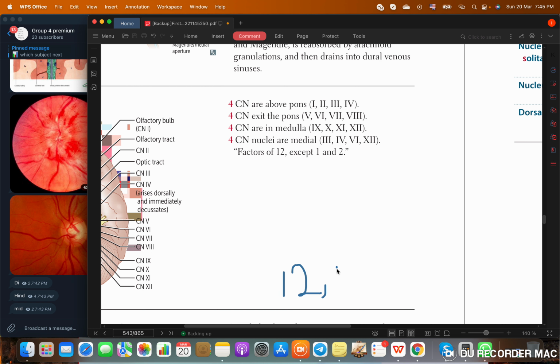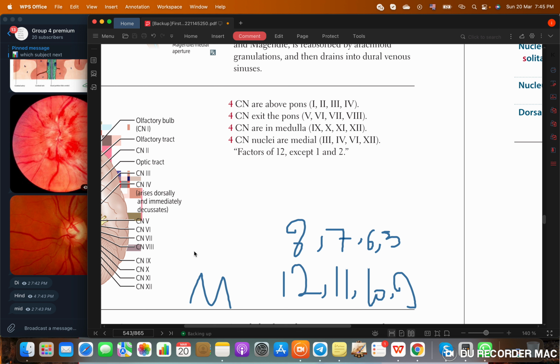But 12, 11, 10, and 9, which are the last 4, all of these come from the medulla. Now the 4 after them: 8, 7, 6, and 5. He was like, okay, these are the pons. And then he was like, okay, so now we have 4 and 3, they come from the midbrain. What about 1 and 2? Don't think about them, they come directly from the brain.